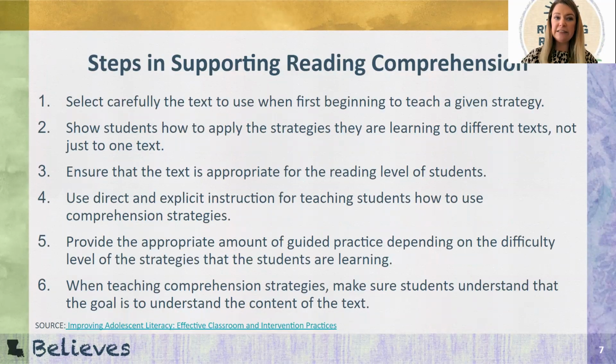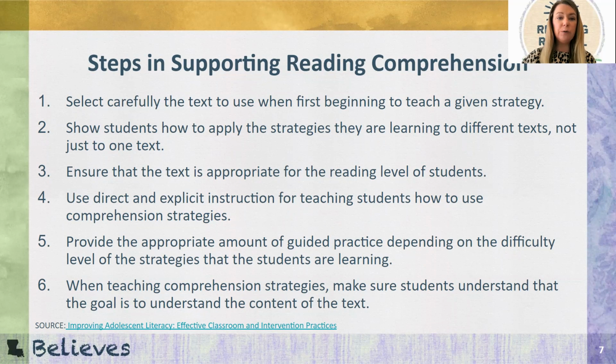So this has been in the last 3 sessions as well, but it's the same with this strategy as well. You want to select carefully the text to use when first beginning to teach a given strategy. So graphic organizers in and of themselves are not super complex. You should be able to just dive into the tier 1 and use the text that they're using there to process, unless you feel that you need to first build that background knowledge. Maybe you have another scaffold for different students and you need a lower level text before you jump into the tier 1 text. And you could do it that way as well.